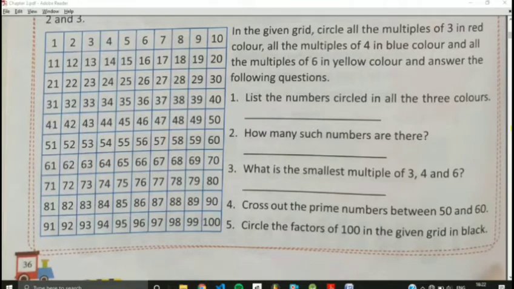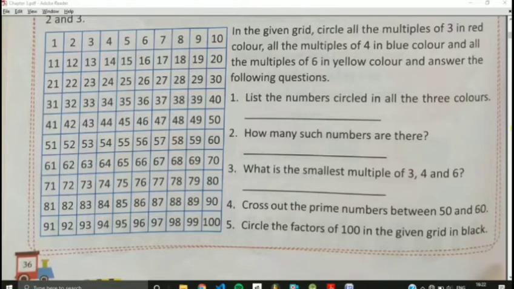Now, moving further, let us solve some sums based on multiples and factors. Here we are seeing a grid in which numbers are written from 1 to 100. Let us read the statement. In the given grid, circle all the multiples of 3 in red color, all the multiples of 4 in blue color, and all the multiples of 6 in yellow color, and answer the following questions.